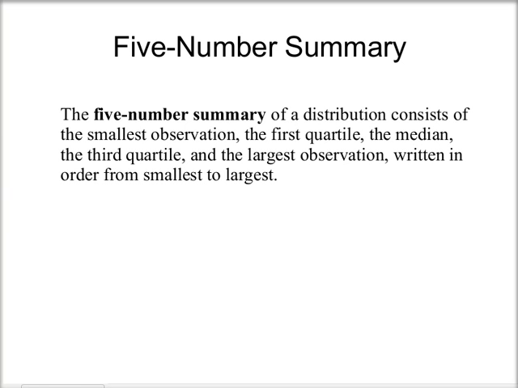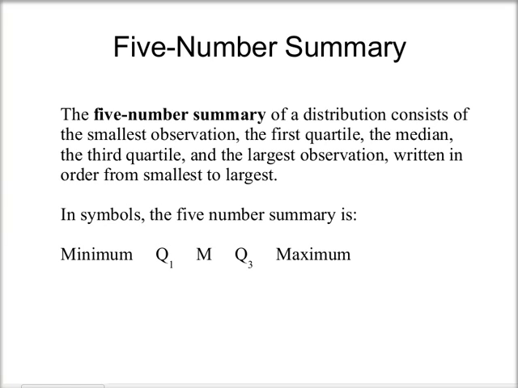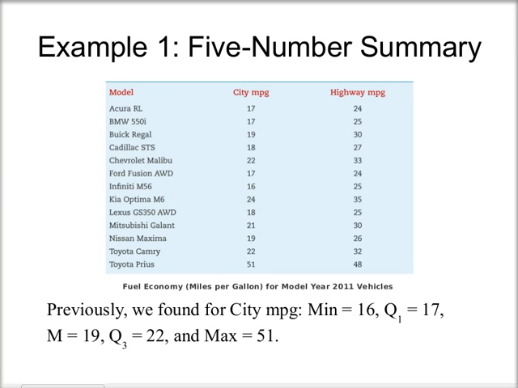So first let's look at the 5-number summary, and this consists of the smallest observation, or the minimum, the first quartile, the median, the third quartile, and the largest observation, or the maximum, written in order from smallest to largest. So that's what it looks like in symbols. So once we have all of those numbers, we just write them in order, and that gives us the 5-number summary. So let's take a look at an example.